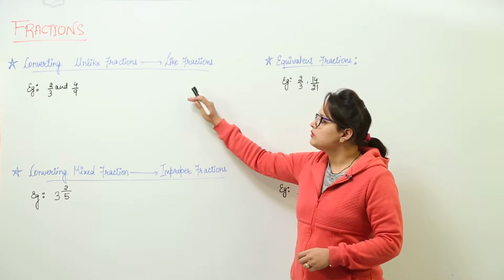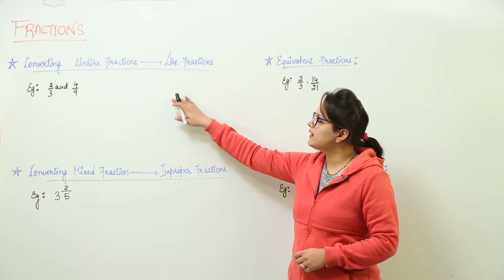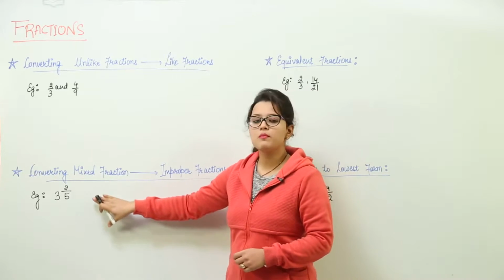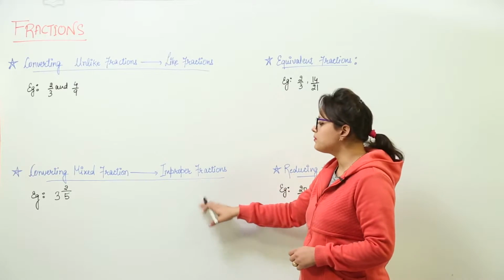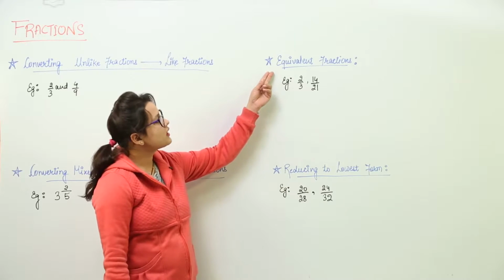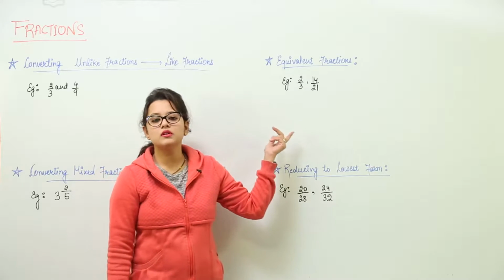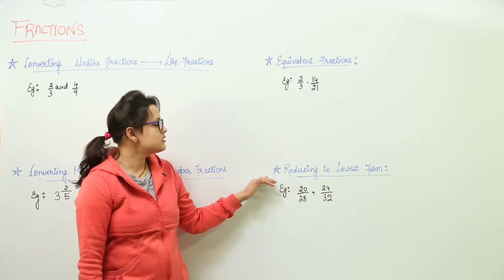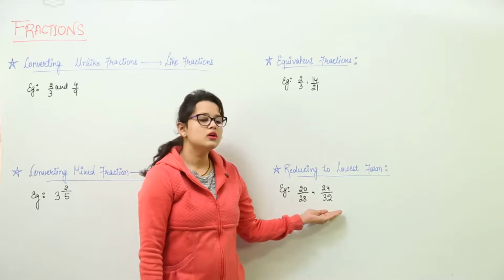So now we are going to discuss how to convert unlike fractions into like fractions. Next we'll have the conversion from mixed fraction to improper fraction. After that we will learn what equivalent fractions are and how to check whether the given fractions are equivalent fractions or not. And the last thing we are going to do is reducing fractions to their lowest form.